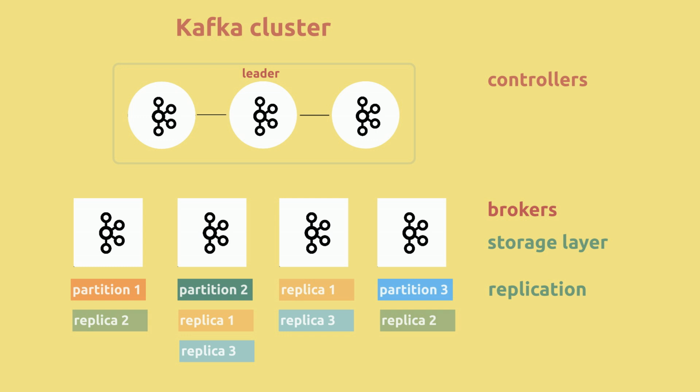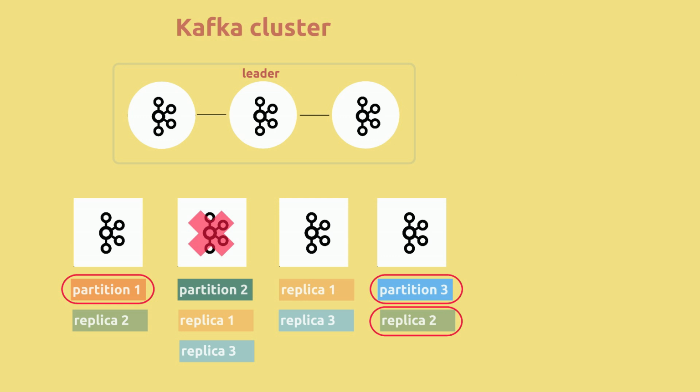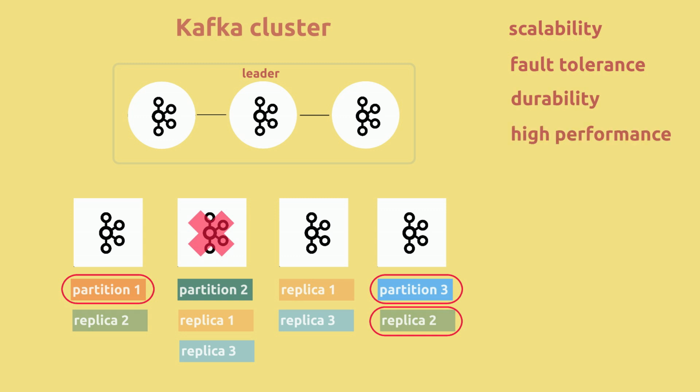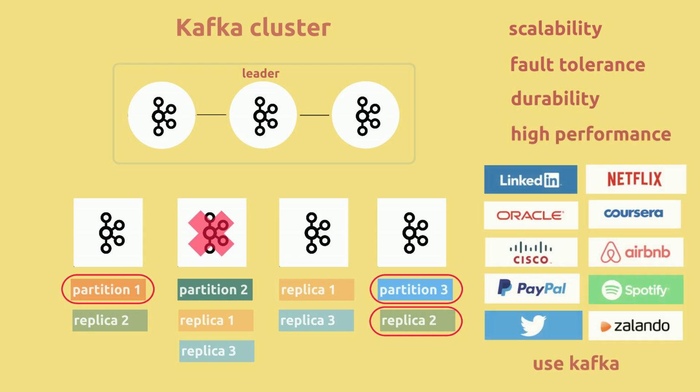When a producer sends messages or consumers read messages, they work with specific leader partitions. Replicas just exist. When a broker fails, Kafka has to choose new leaders, so in our case, there is one leader on the failed broker, and Kafka chooses a new leader among replicas on other brokers. All clients then work with the new leader. It all helps Kafka with scalability, fault tolerance, durability, and performance, and that's why lots of tech companies use Kafka for their products.